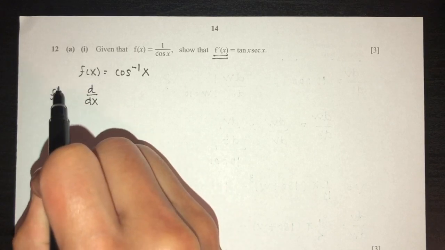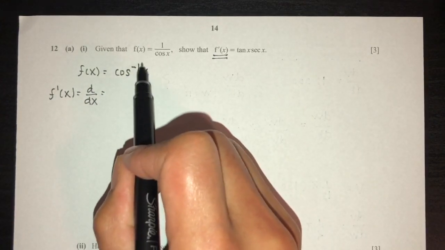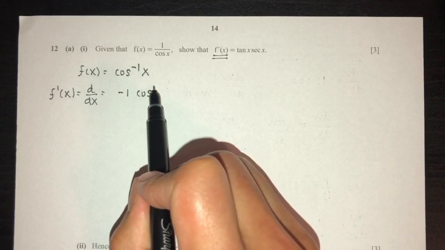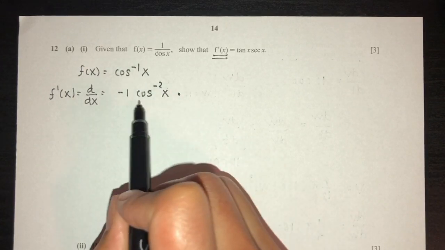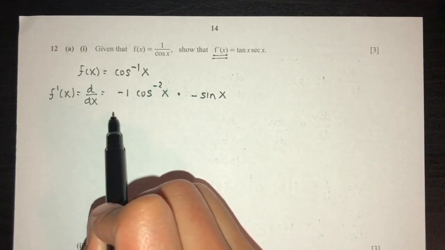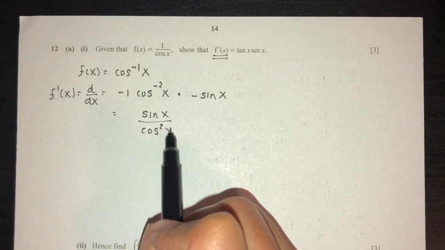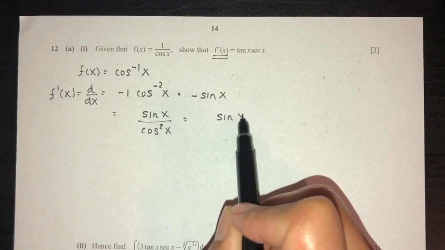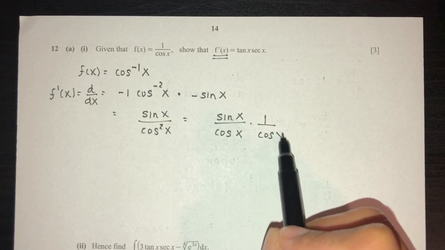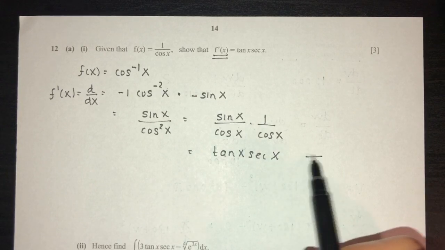So f prime of x is d by dx, equal to: first thing we have to multiply the power, which has to be minus 1. Then you have cos, with minus 1 on the power, minus 2 x. Then multiply by the differentiation of the inside, which will give you minus sin x. That will be sin x over cos squared x, which is sin x over cos x times 1 over cos x. That will be tan x and sec x. That is shown as required.